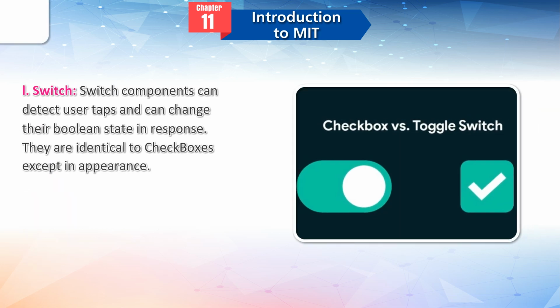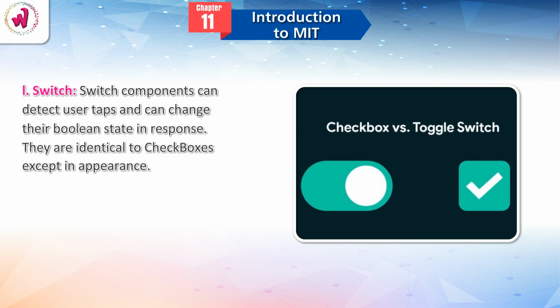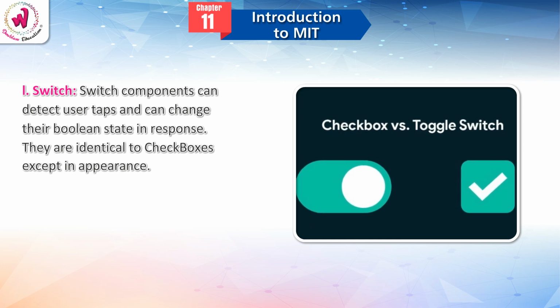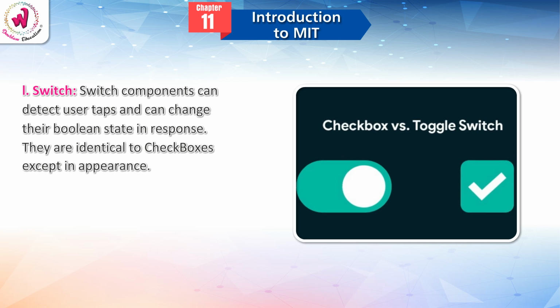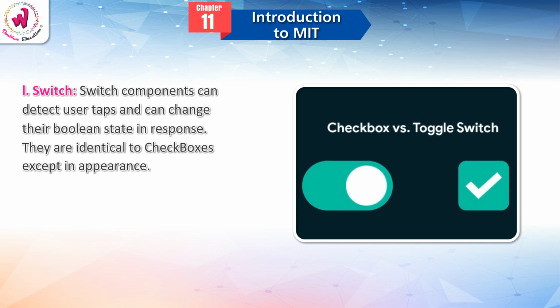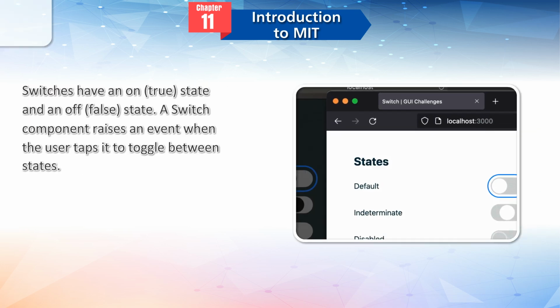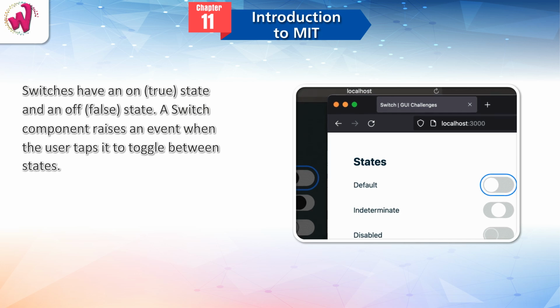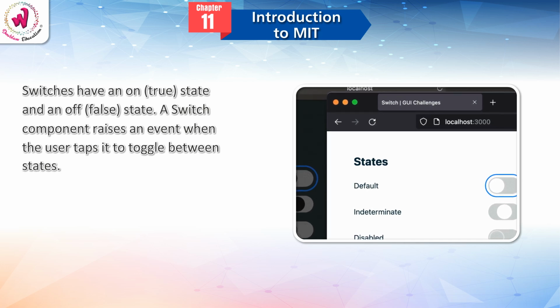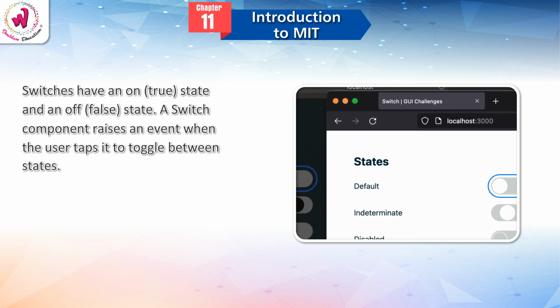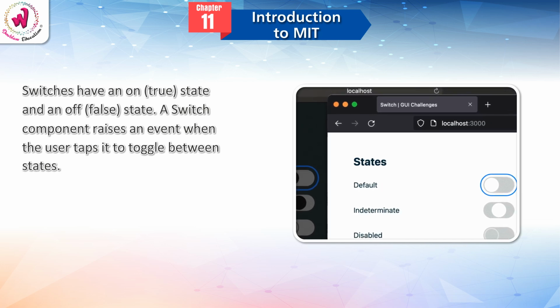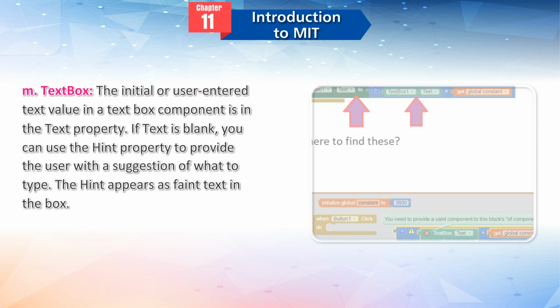L. Switch. Switch components can detect user taps and can change their Boolean state in response. They are identical to checkboxes except in appearance. Switches have an on (true) state and an off (false) state. A switch component raises an event when the user taps it to toggle between states.